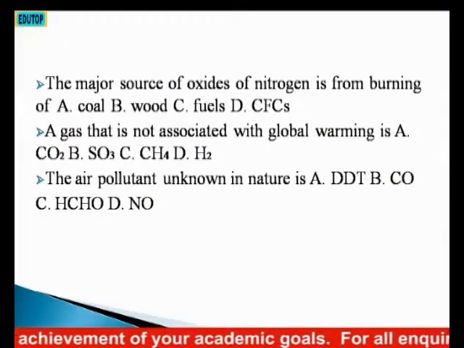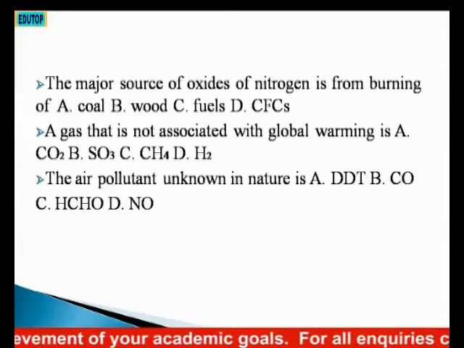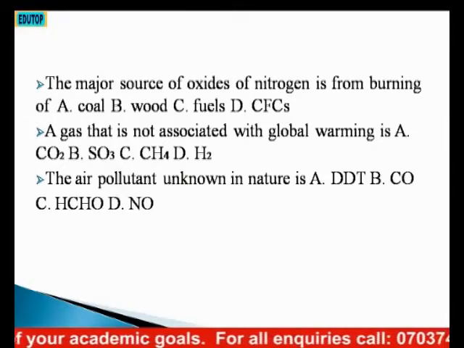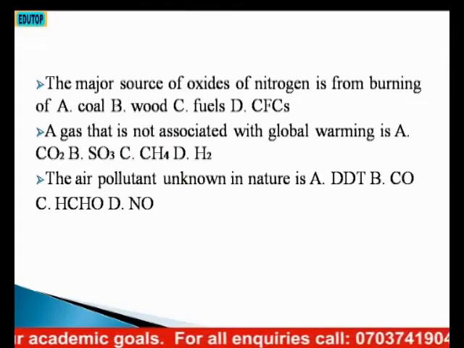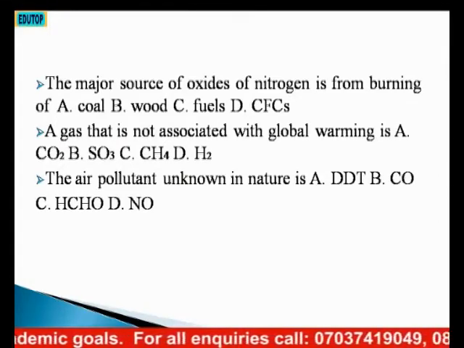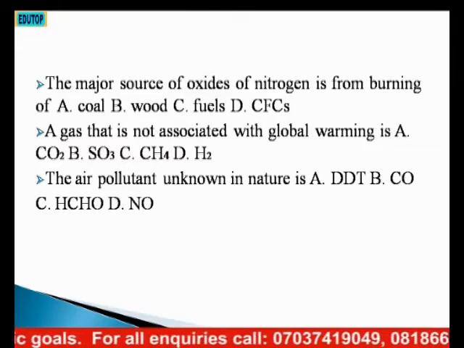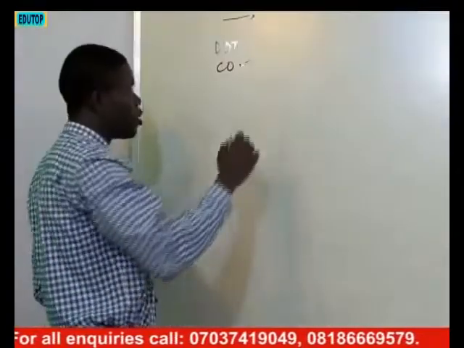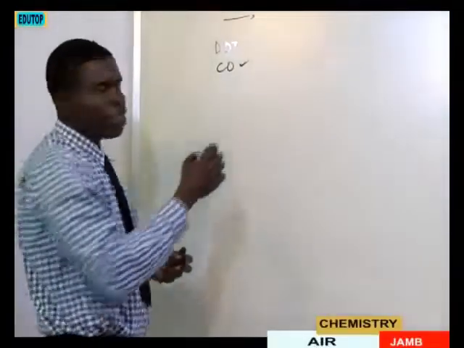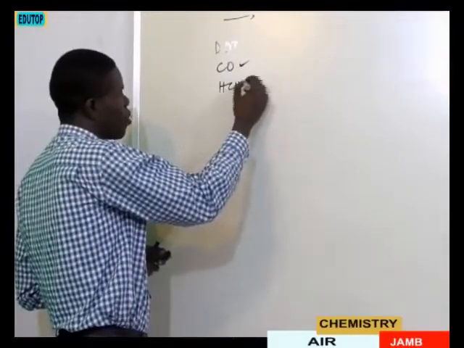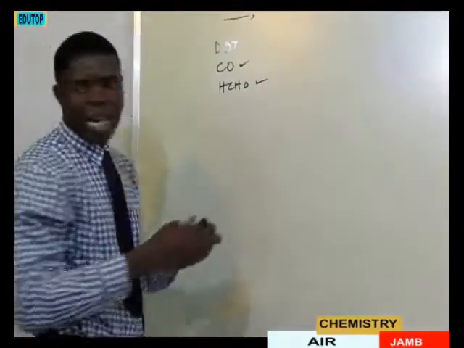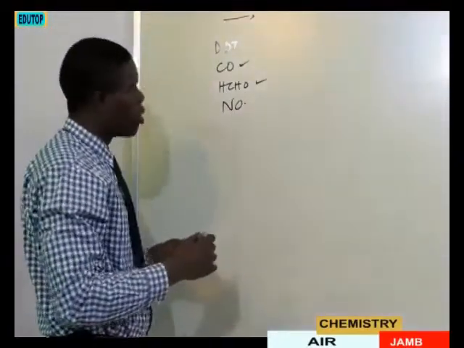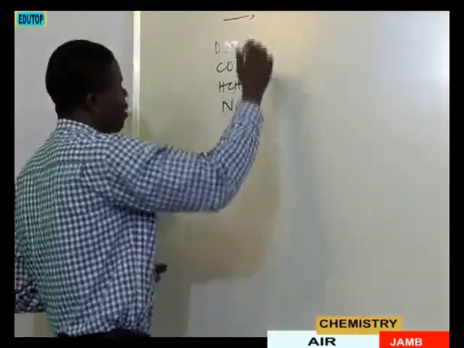The air pollutant unknown in nature is A, DDT, B, carbon II oxide, C, methanol, then D, NO. If you look at these options very well, you will discover that we are familiar with CO. CO is known in nature. Then methanol is also known in nature because this is the first member of the alkanol series. Then NO, that's nitrogen II oxide, is also known in nature. This is the only compound that is not known in nature.